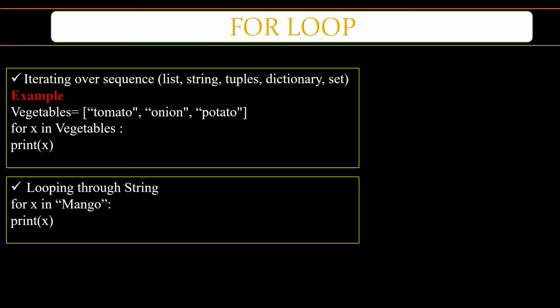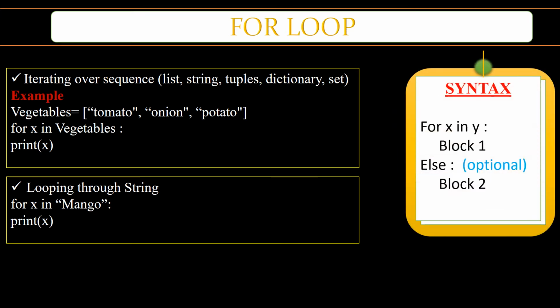We are going to see about the for loop. The for loop is iterative based, that is, it iterates over a sequence such as a list, string, tuple, dictionary, and set. Let us see an example for the for loop. Before that, we are going to see the syntax of the for loop.